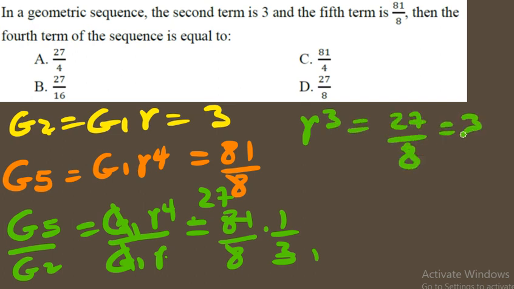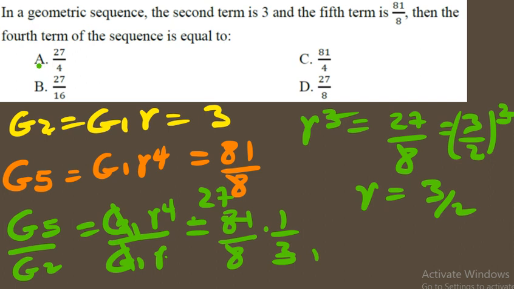This is the same as 3 over 2 cubed. Both 27 and 8 are perfect cube numbers. Then cube cancels with cube, so the R value is equal to what? Just 3 over 2. But what is asked? The fourth term.